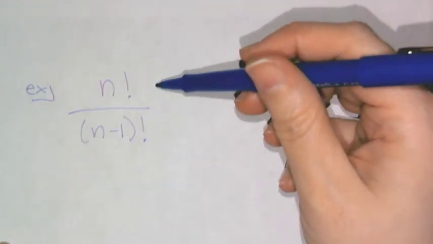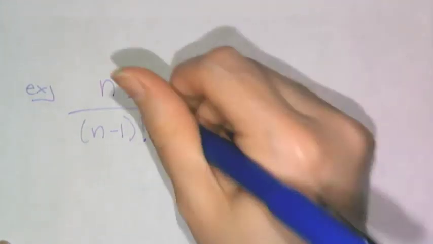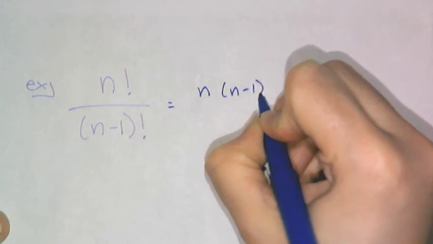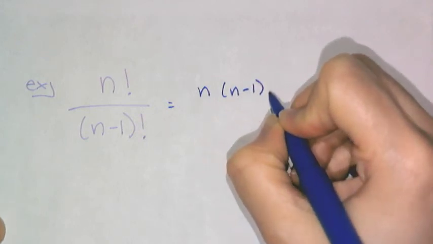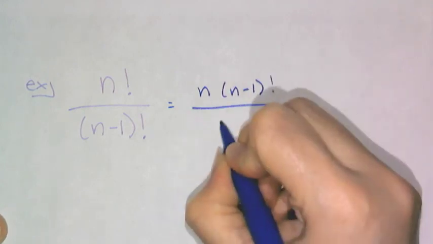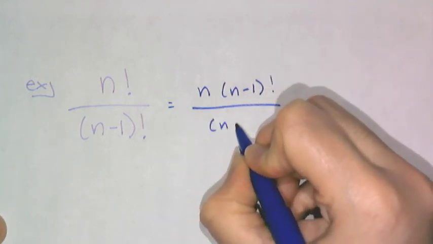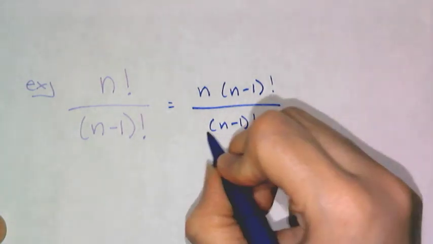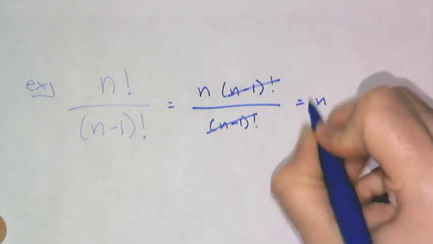Now here's where it's going to be useful: when I have things like n factorial over n minus 1 factorial. What is this? Well, n factorial is n times n minus 1, and then n minus 2, n minus 3, n minus 4, all the way down to 1. But I can just realize that that's n times n minus 1 factorial. And then I have the n minus 1 factorial down there. Those cancel, and I'm just left with n.